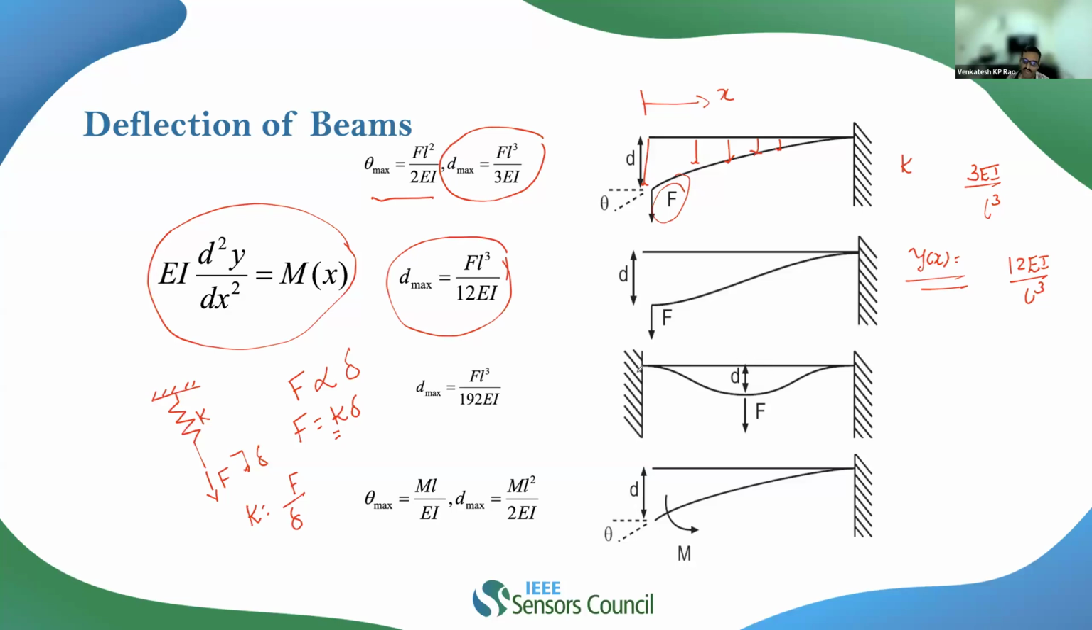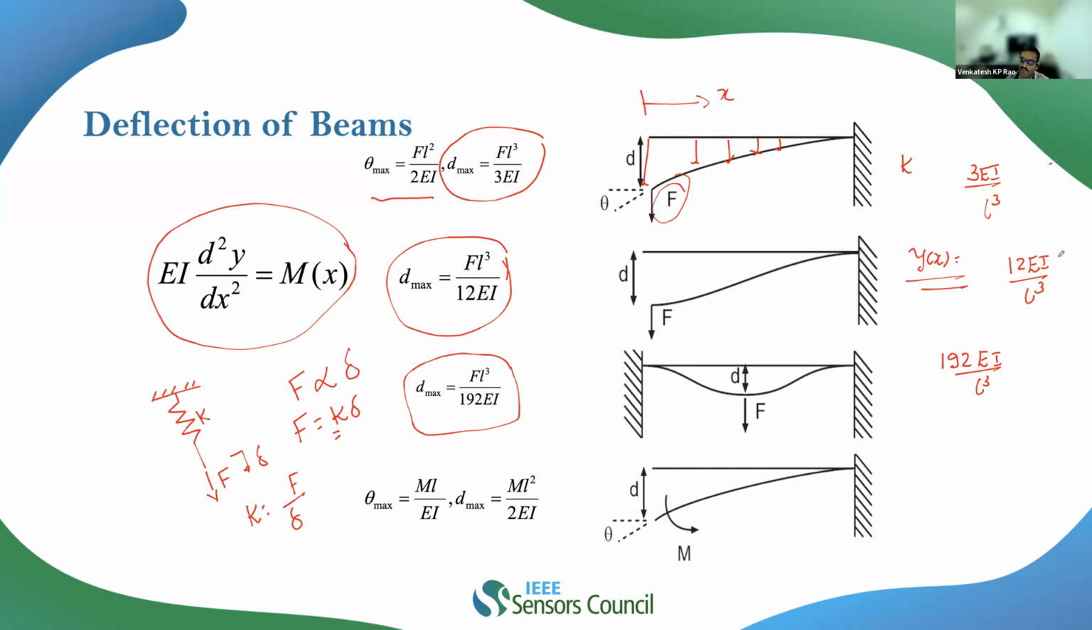Now, think of what would happen if I support it from both sides. Note that the length is the same across all three of them. So if it is a fixed beam, then we get a maximum deformation at the center. The maximum deformation will be FL cubed divided by 192EI. Now if I evaluate the stiffness, I get it to be 192EI divided by L cubed.